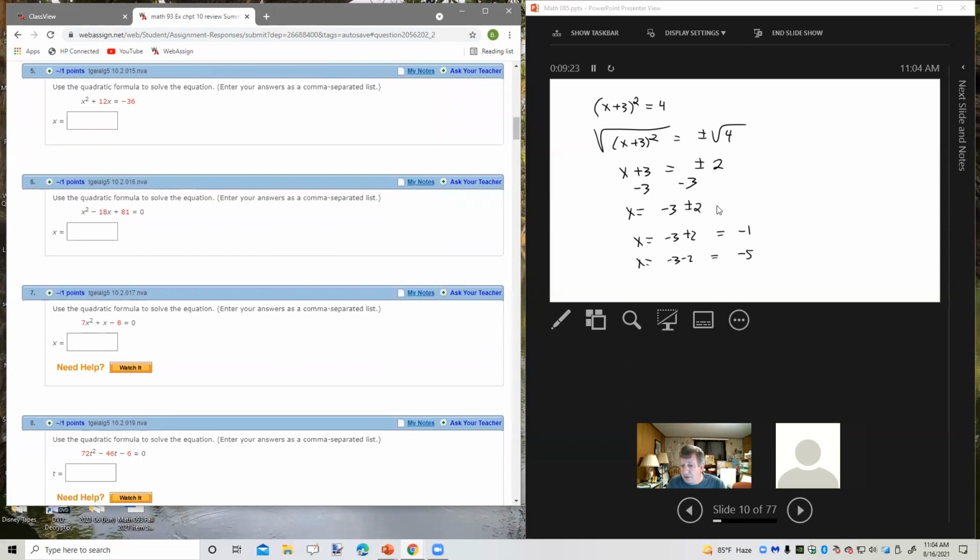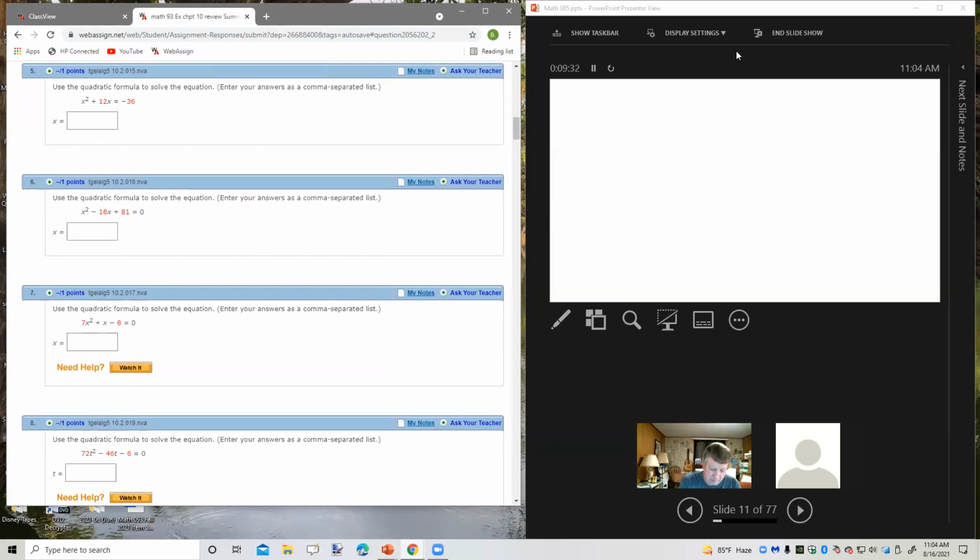Again, if you have any questions as I'm going along, please feel free to stop me. And let's take a look at this. It says use the quadratic formula to solve the equation. So we've got x squared plus 12x equals negative 36. To use the quadratic formula, we need to have the equation in standard form, descending powers of the variable. So I'm going to add 36 to both sides of the equation.